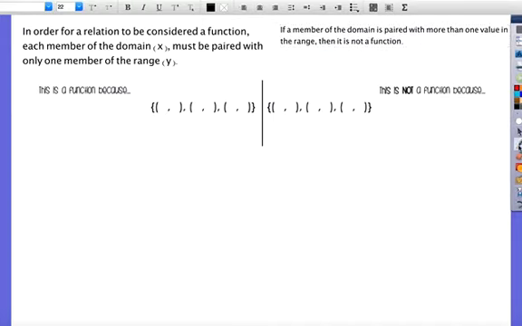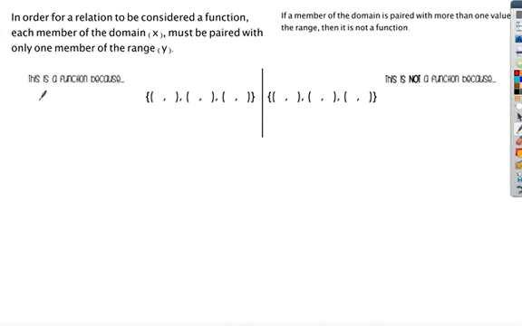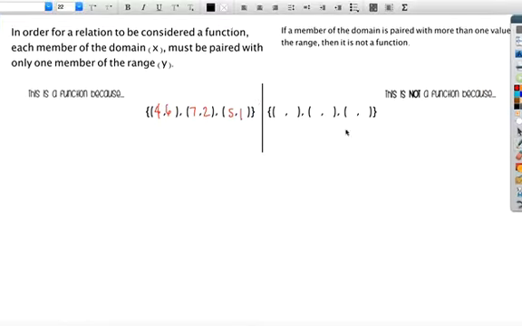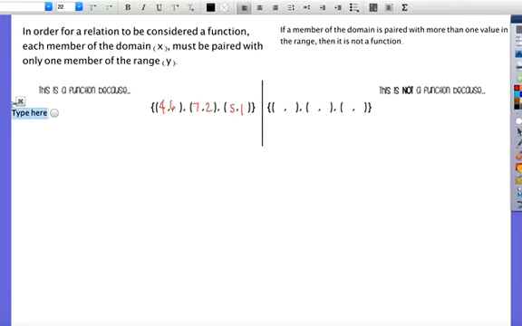So if we look at an example of what is a function, let's say that you have a set of numbers or relation that looks like this. So you've got 4, 6, you've got 7, 2, and you've got 5, 1. For this one, we would say that this is a function, and the reason it is a function, we would say every X is paired with a different Y.